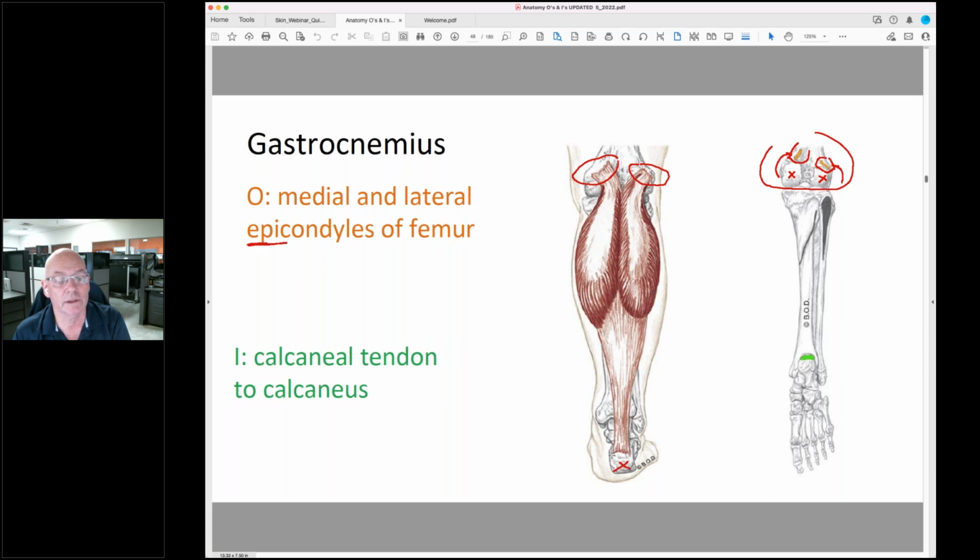Calcaneus being right here. Okay, it's called the calcaneal tendon. To me, it will always be known as the Achilles tendon. I think they tried to change it to the calcaneal tendon. So that's what we're going to refer to it as because that's what it says here, but it'll always be the Achilles tendon to me. All right. Does anybody need more time with this?